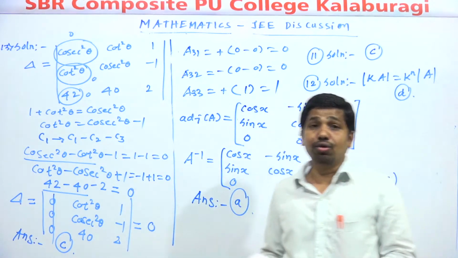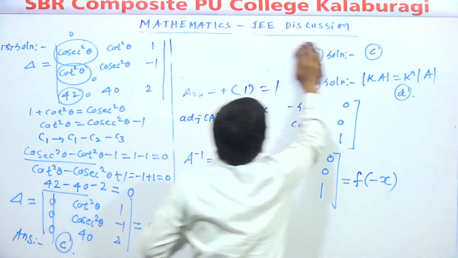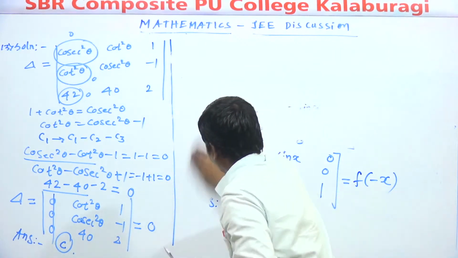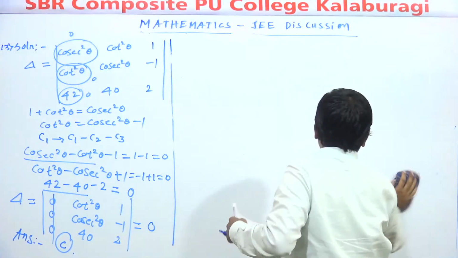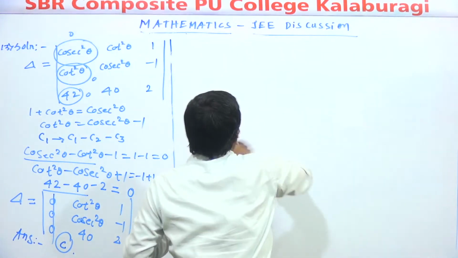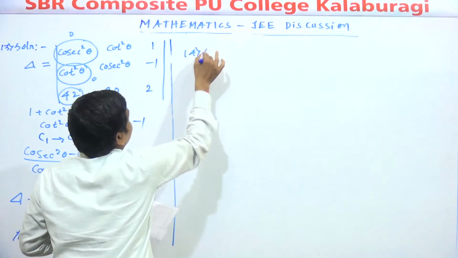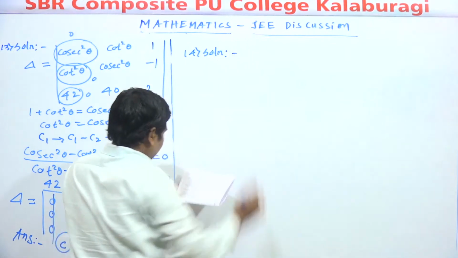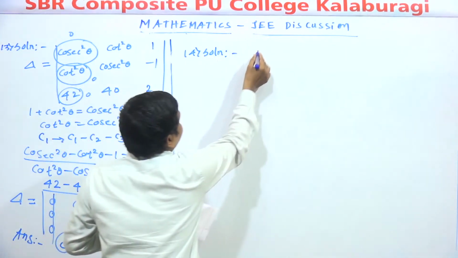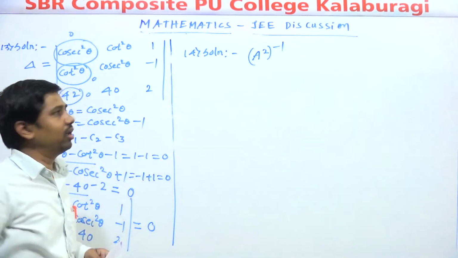Now let us see the 14th question. What does the 14th question say? If A is a matrix of order 3 cross 3, then what is A square inverse?